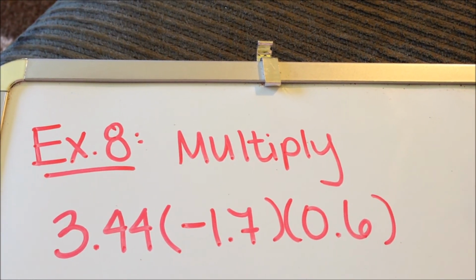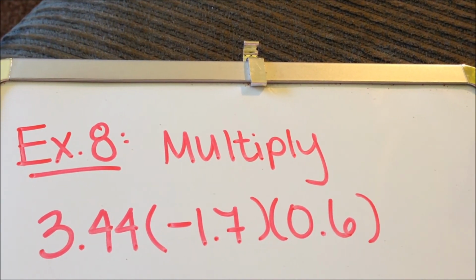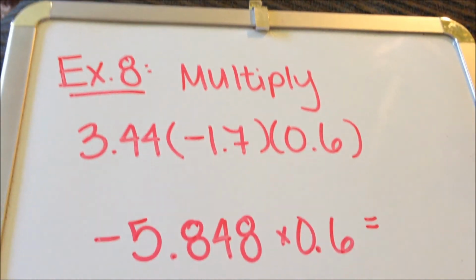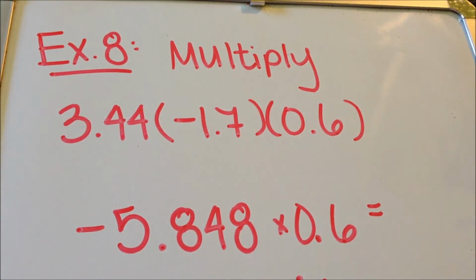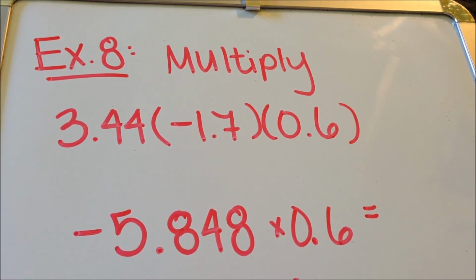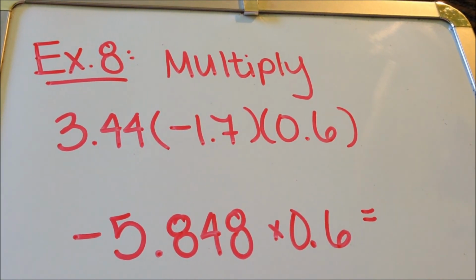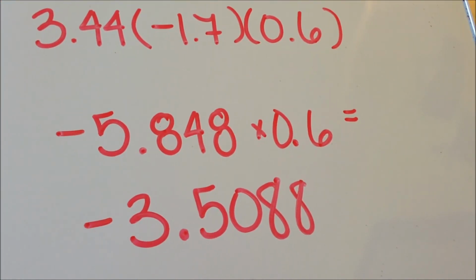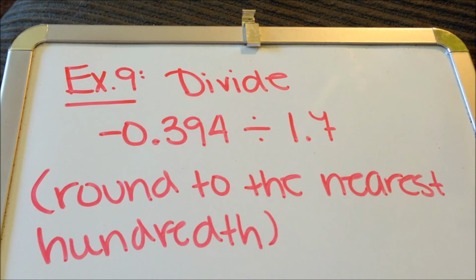Example 8. Multiply 3.44 times negative 1.7 times 0.6. I started by multiplying 3.44 by negative 1.7 using the calculator. I got negative 5.848 and then multiply that by 0.6. Your final answer is negative 3.5088.